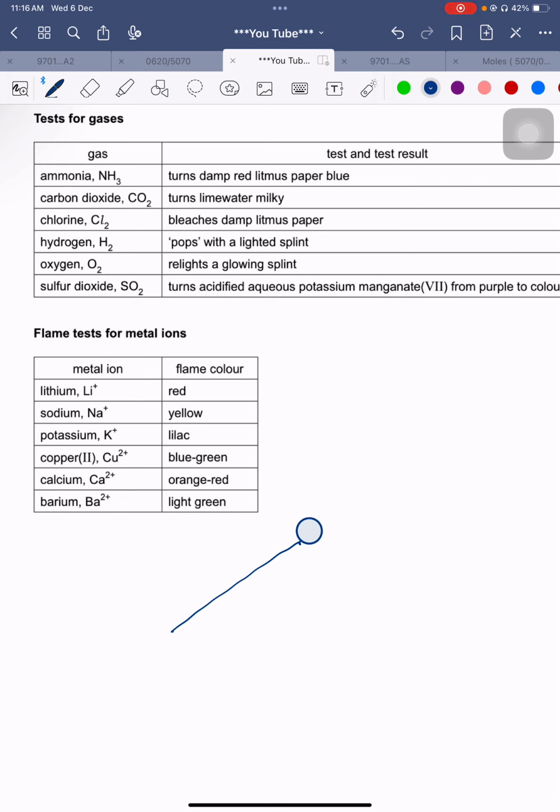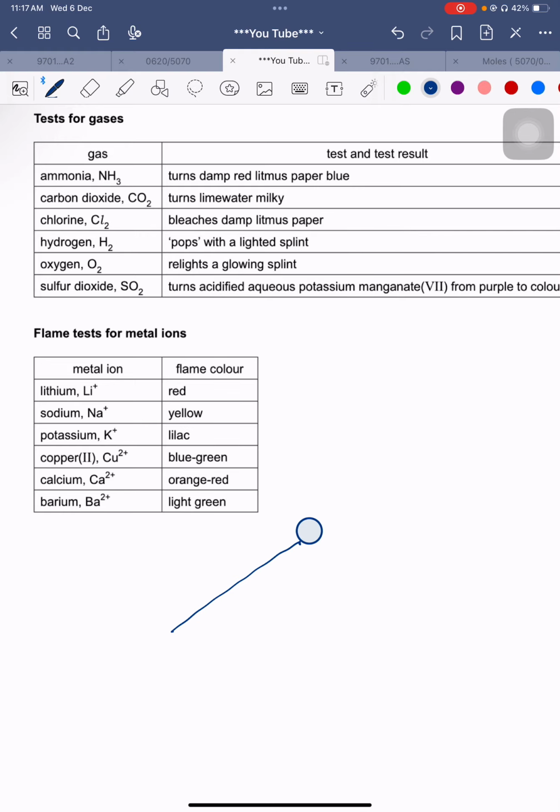Same is happening with the rest of all. This is the way to perform this test, and these are the colors which we can see after keeping this in the flame. And the second point is that these colors should be in your mind when you are solving the theory paper and the MCQ paper. These can be helpful to you.